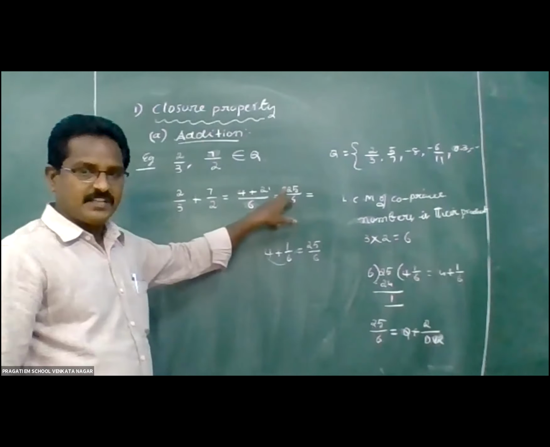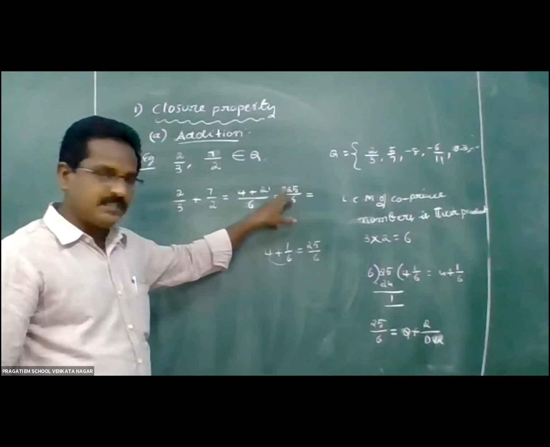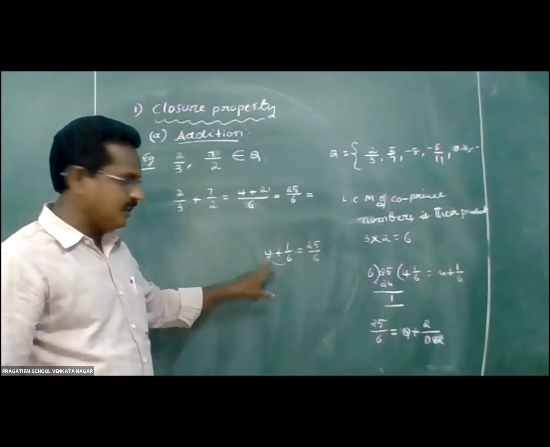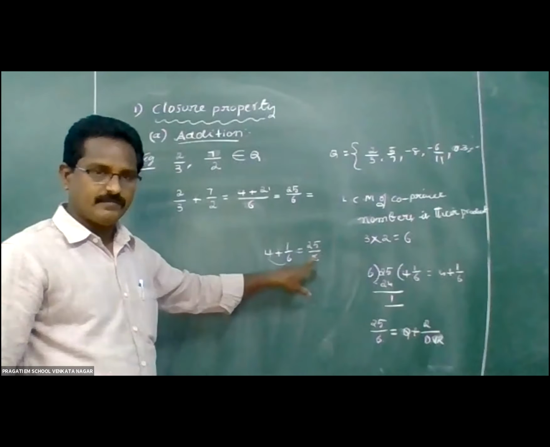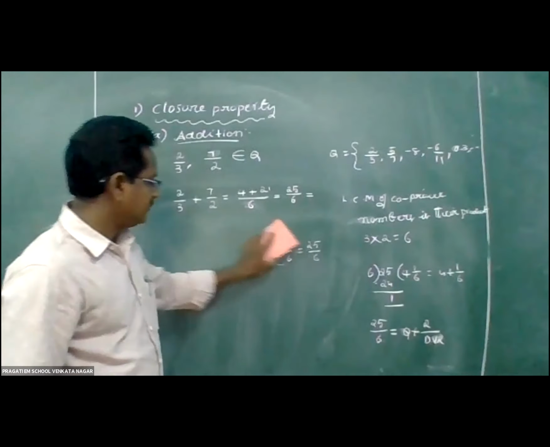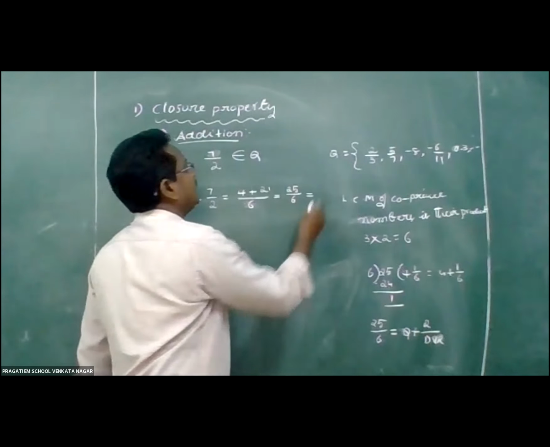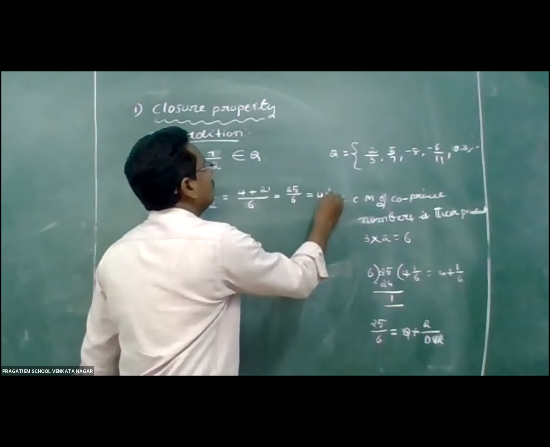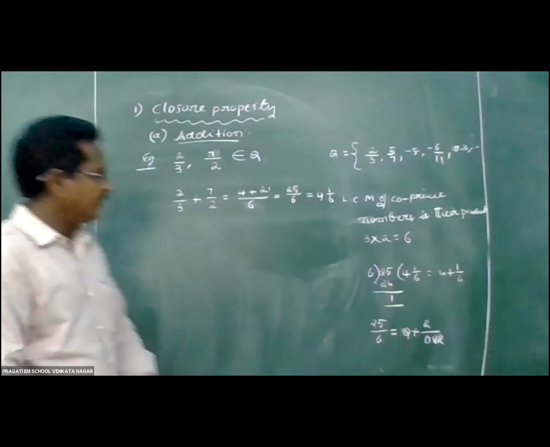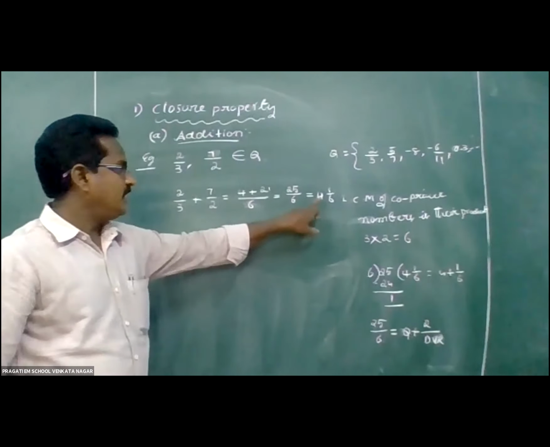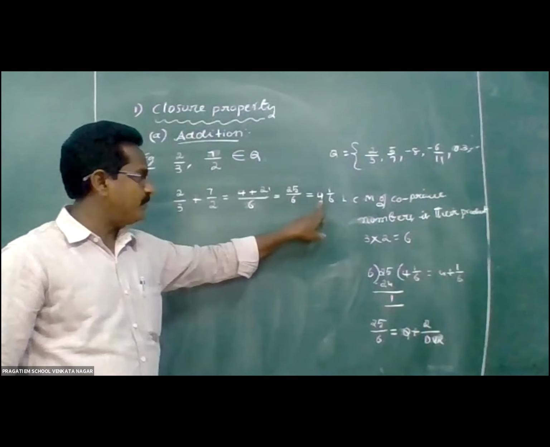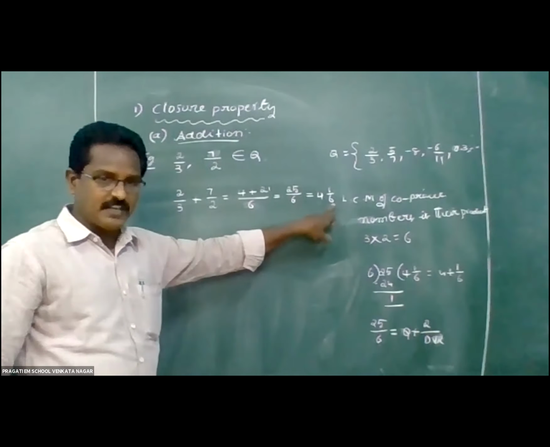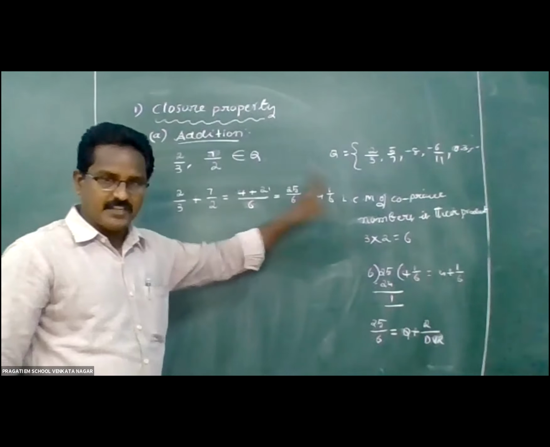An improper fraction can be changed into a mixed fraction. A mixed fraction can be changed into an improper fraction. See children, now it can be written as 4 1 by 6. Here 4 1 by 6 means a whole number followed by a proper fraction.